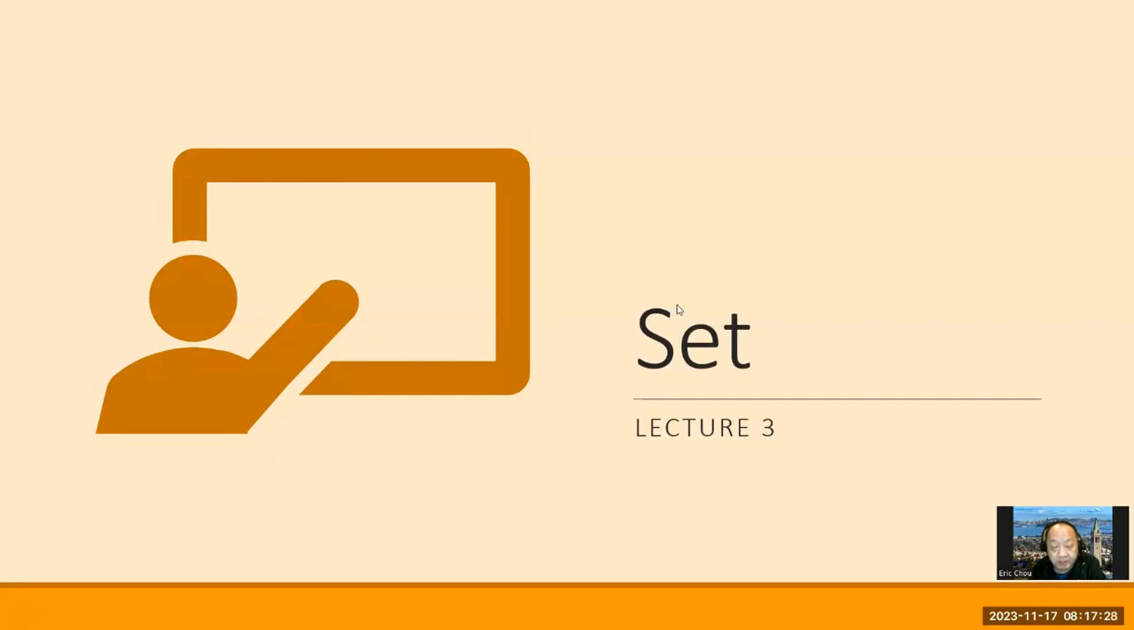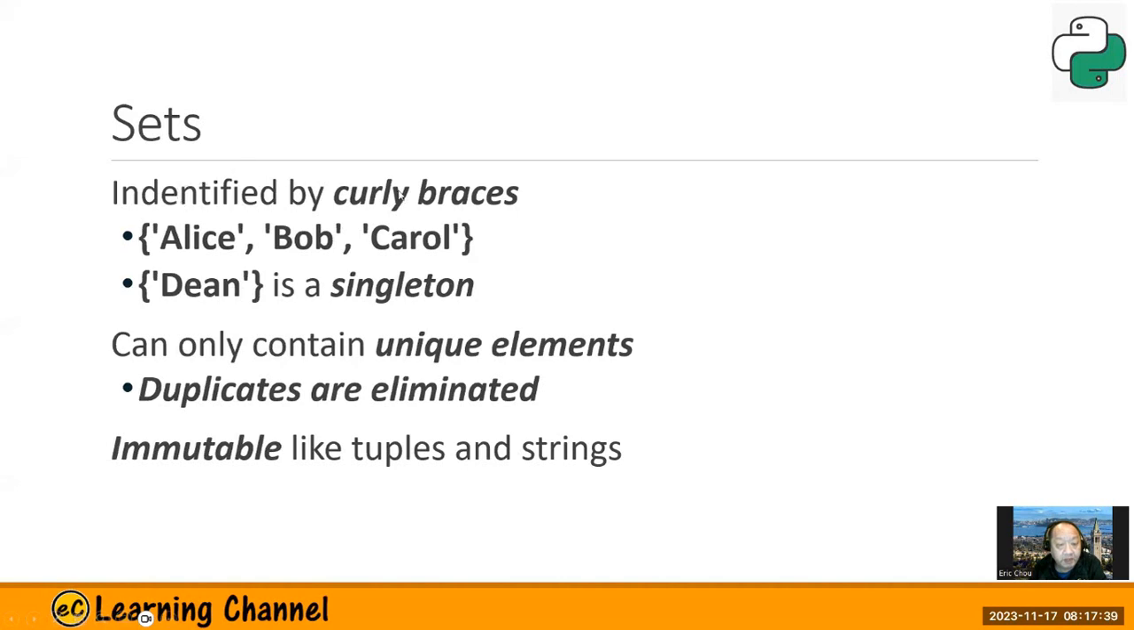Now we are going to talk about the set. A set is a collection of data, and in a set, the members will not repeat. A set is represented using curly braces. So you have 3 strings included in the curly braces. We call it a set. So there are 3 members in this set. If you have only one data item in a set, we call it a singleton. A set can only contain unique elements, so no duplication. Duplicate data will be eliminated.